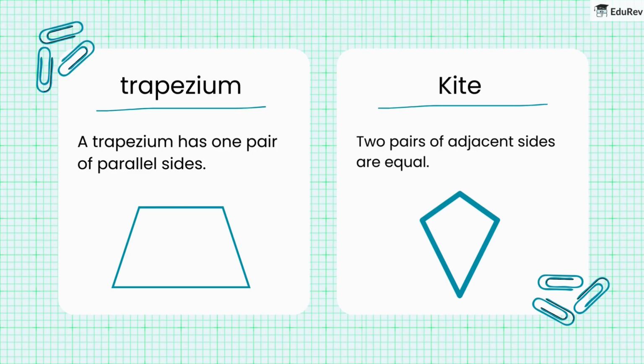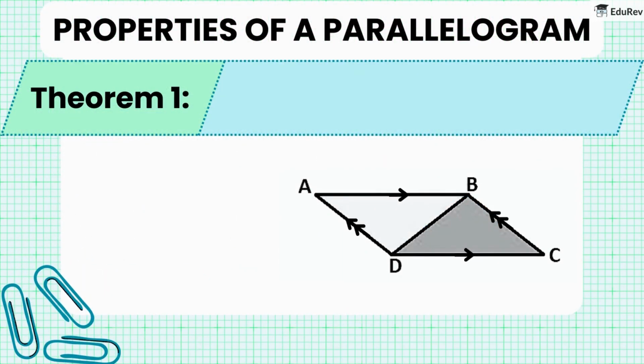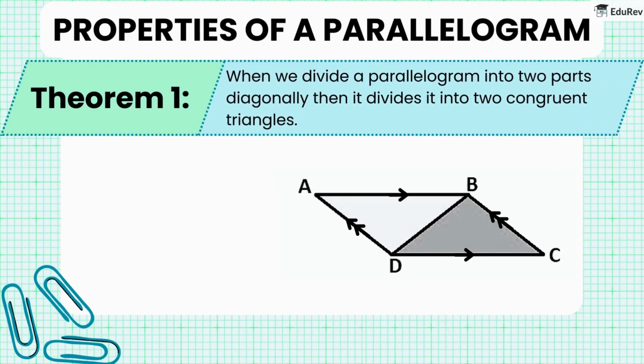Among these types, parallelograms are quite special. Let's find out why by exploring some cool properties they have. Theorem 1. When we divide a parallelogram into two parts diagonally, then it divides it into two congruent triangles. Triangle ABD is congruent to triangle CDB.